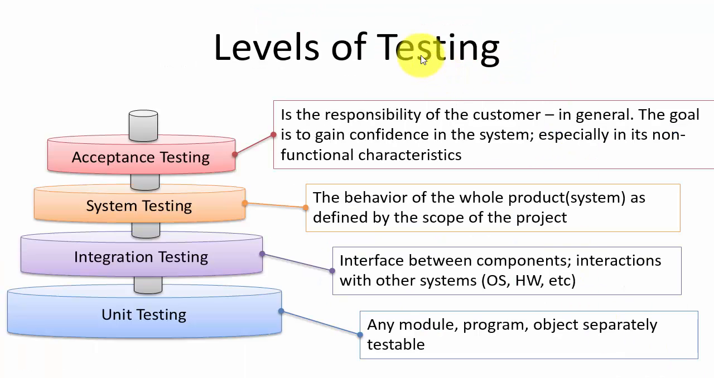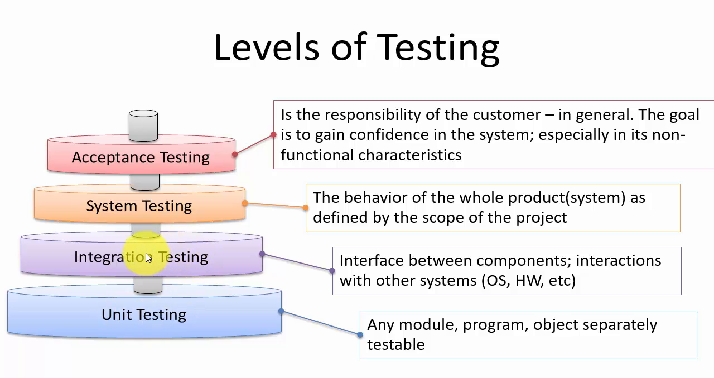You can also divide testing into different levels. Here I show 4 different levels. At the bottom, you start with unit testing. So you should test any module or program or object separately. This is typically done by the developer. He creates so-called unit tests that the code is tested against. And typically you create the unit tests before you start developing your code.